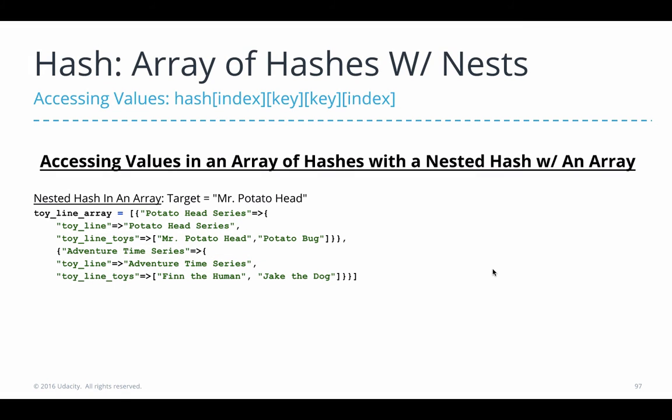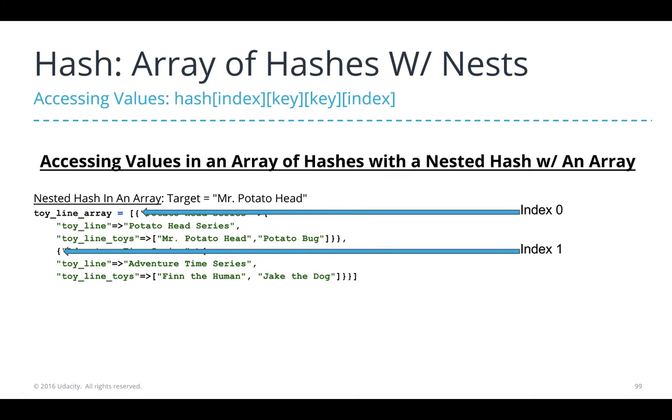So here we have another complicated data structure for which we want to access a value in an array of hashes with a nested hash with an array. So our target here is Mr. Potato Head, which is located in an array which is associated with a key, which is a value that's part of Mr. Potato Head series. Here we have index 0 and index 1, 2 separate hashes. We're interested in the hash that's located at index 0.